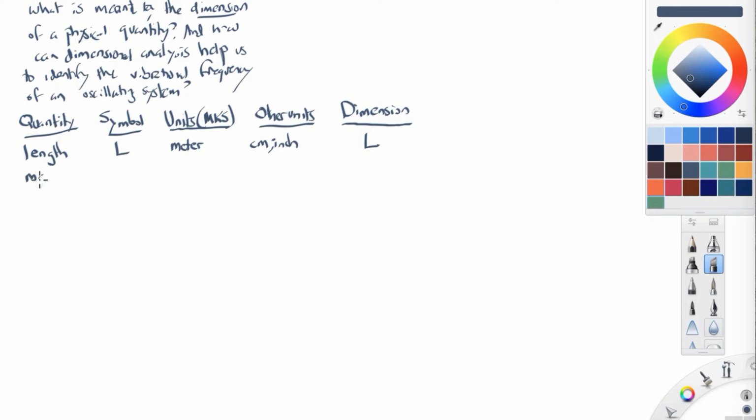Another quantity that comes up that's important is mass. And the symbol that's used for this is sometimes a capital M or a little m. Okay? And what kind of units do we use for this? Well, in the MKS system, it's kilograms.